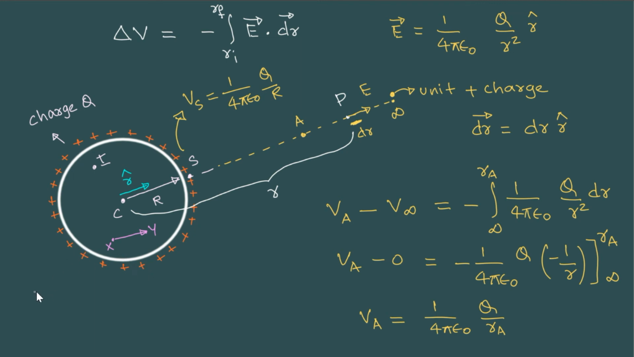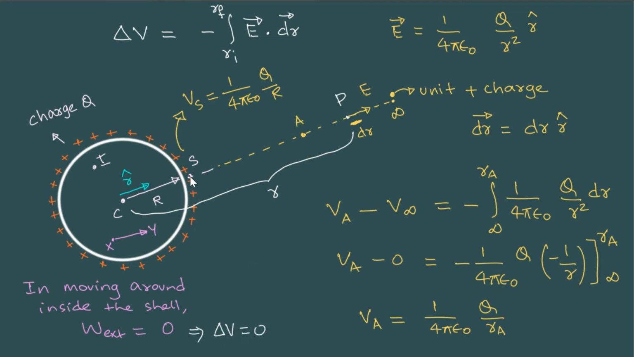So in moving around inside the shell, work done by an external force or even by the electrostatic force is going to be 0. So work done is 0. That means the change in potential is actually 0 inside. So the change in potential is 0 inside.